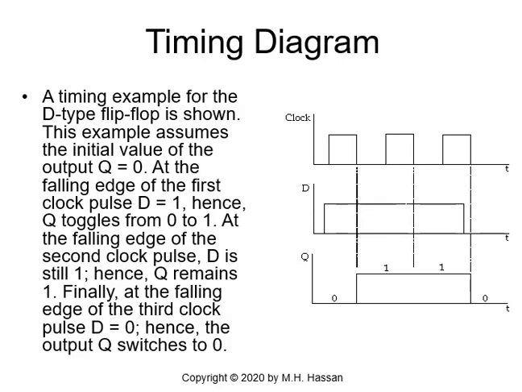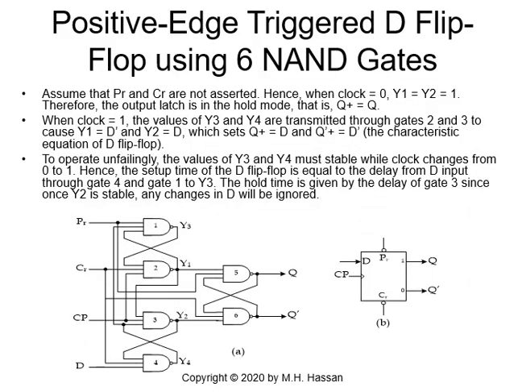The next slide will show us a 6 NAND gate positive edge triggered D-type flip-flop without using a master slave. Master slave is an excellent flip-flop, but it's pricey. So someone came with this design, with a preset and clear, using 6 NAND gates. We assume that preset and clear are not active, hence the clock 0, Y1 and Y2.